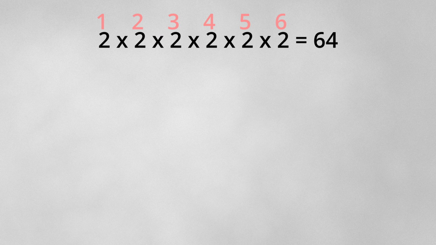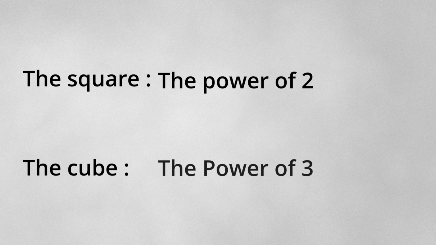Here you have 2 times 2 times 2 times 2 times 2 times 2. With exponents, all you have to do is just write 2 to the power of 6 because you multiplied 2 by itself 6 times. In common math language, you have two powers that have very special names, the square and the cube. The square is the power of 2, and the cube is the power of 3.